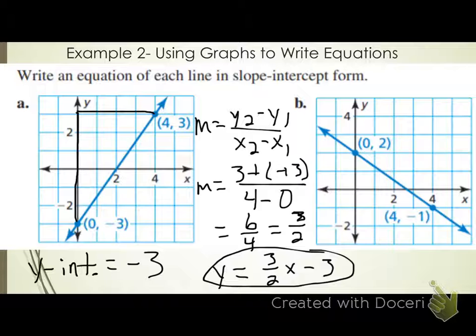So how far am I rising here? Let's count it real quick. 1, 2, 3, 4, 5, 6. How far do I run? So rise over run, 6 over 4. That's what I got over here. That's so easy. And then you ask yourself, what does slope dude say on this line? He's positive, so I know my slope is positive.